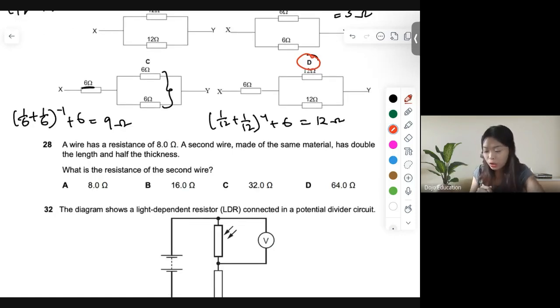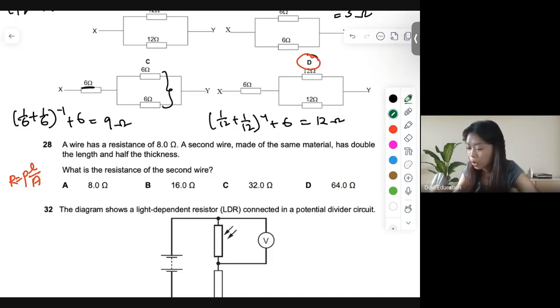Okay, then moving on to question 28. It's relating to this formula. Okay, can I get a show of hands? Who hasn't seen this formula before? R equals rho L over A. Who hasn't seen it before? Oh, okay, there are some of us who didn't see it before. Okay, no worries. So we'll go through what this formula is about.